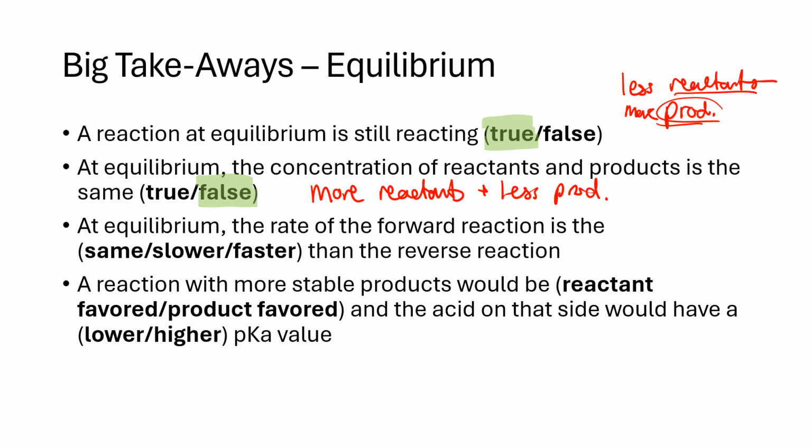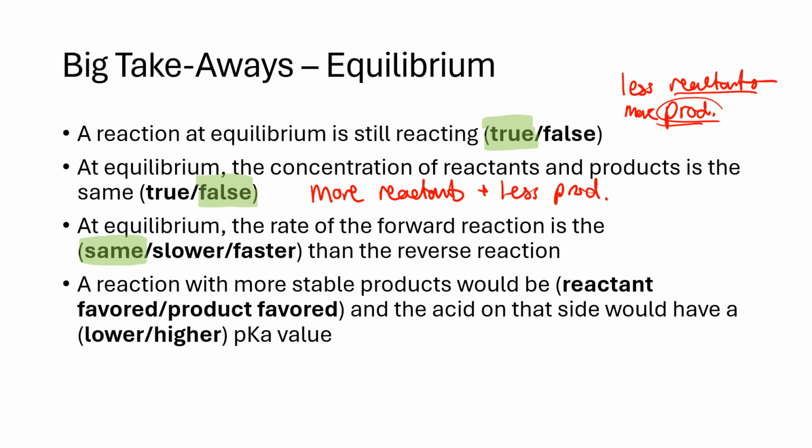Okay, so now let's look here. At equilibrium, the rate of the forward reaction is the same, slower, or faster than the reverse? At equilibrium, the rate of the forward and the reverse reaction are the same. They are still reacting, at the same rate in the forward and the reverse, but the concentration of reactants and products overall is not going to change. It's not that they're the same as each other, it's just that they're constant at equilibrium.